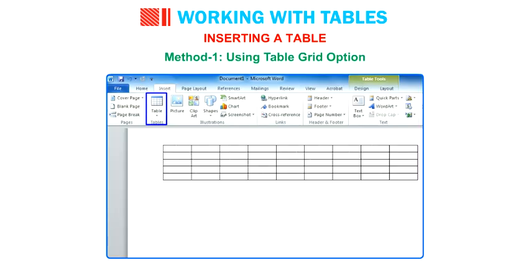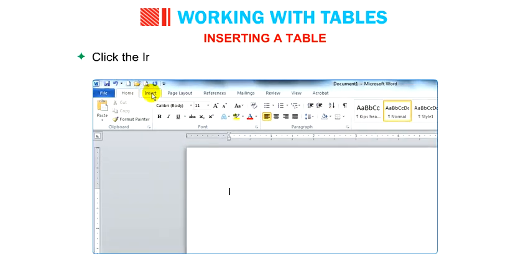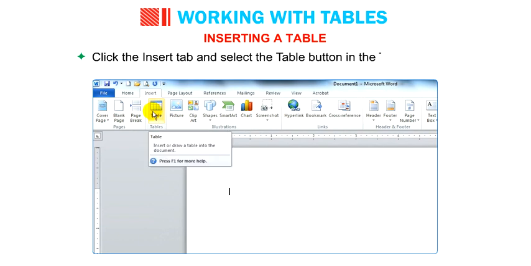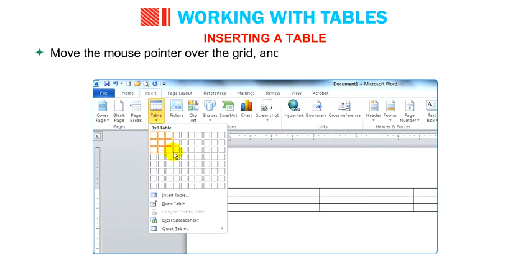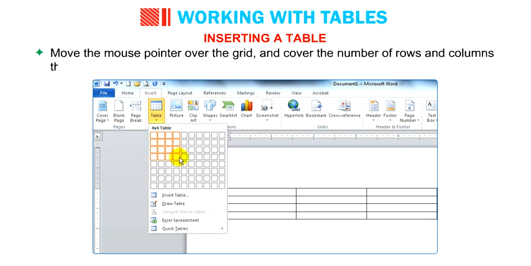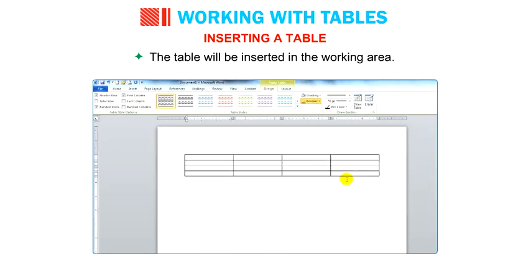Method 1. Using Table Grid option. Click the Insert tab and select the Table button in the Tables group. Move the mouse pointer over the grid and cover the number of rows and columns that you want to include in the table. The table will be inserted in the working area.